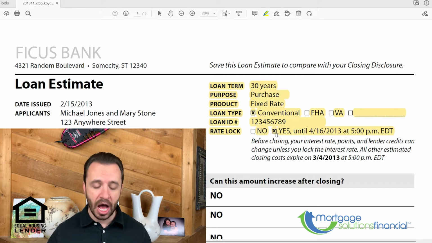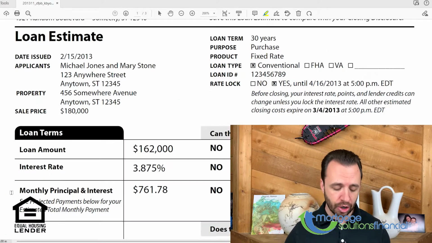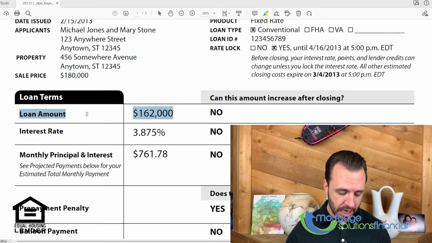We've got the rate lock, okay, yes or no. It's important to know if you've locked your rate yet because it does expire, okay? And when it expires, you'll have to relock it at whatever the current rates are at that time. So it's important to know when you need to get this thing closed to lock in and keep that current rate that you and your loan officer have been talking about.